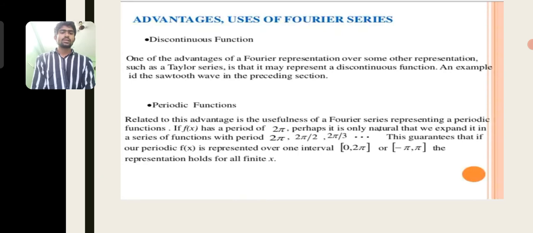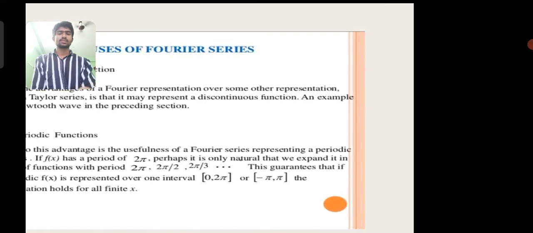If f(x) has a period of 2 pi, perhaps it is only natural that we have expanded the series of a function with periods 2 pi, 2 pi by 2, 2 pi by 3, and so on. This guarantees that if the representation holds for all finite x.